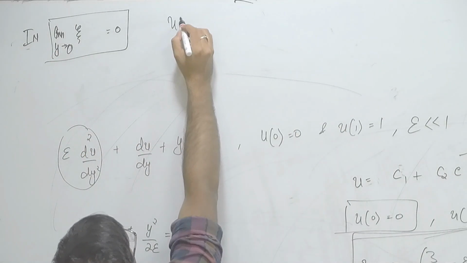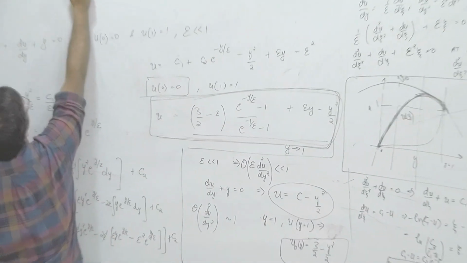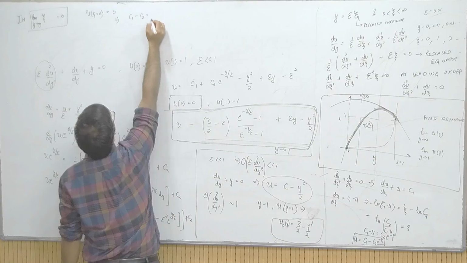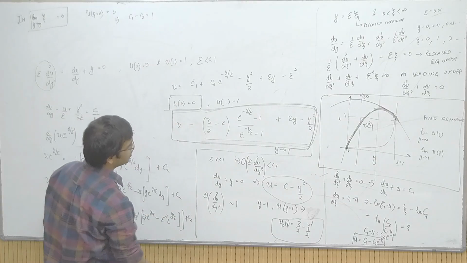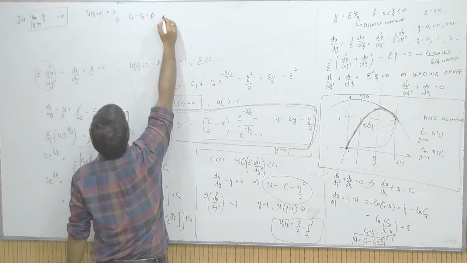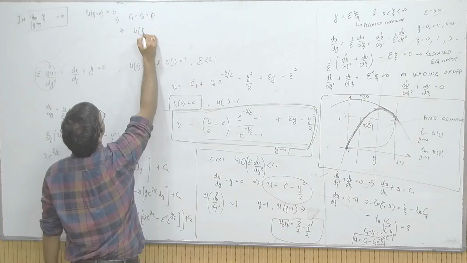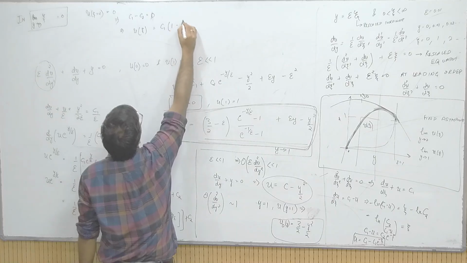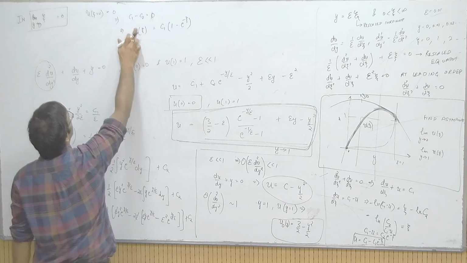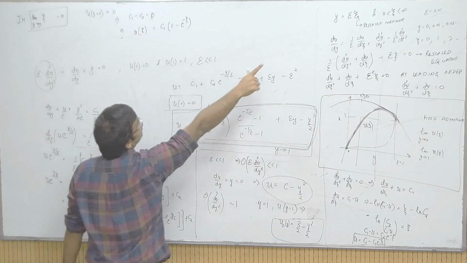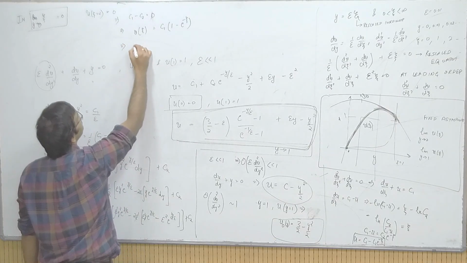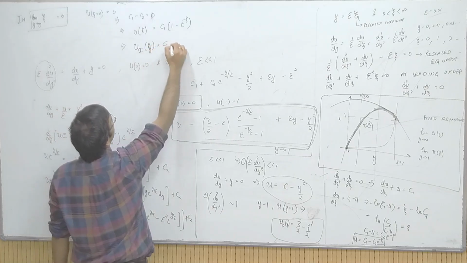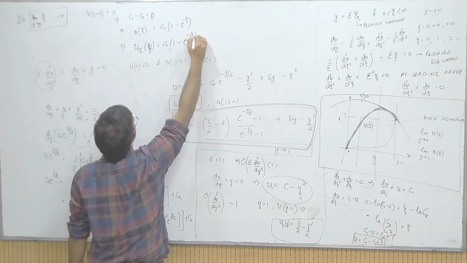So, u of c equals 0 is equal to 0, which means c1 minus c2 equals 0. So, that means your u of c is some c1 into 1 minus e to the power minus c. And replacing this c with y by epsilon, I am going to denote this with u_i as a function of y. So I'm going to write it as 1 minus e to the power minus y by epsilon.